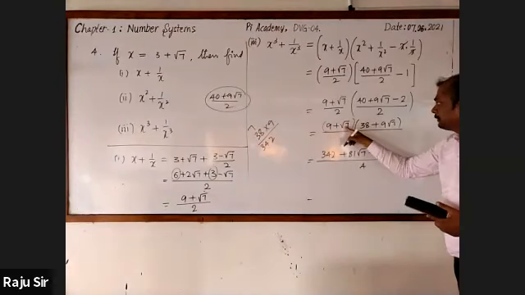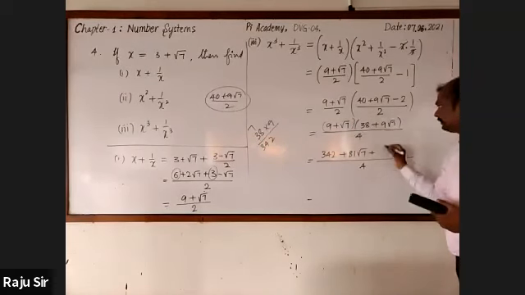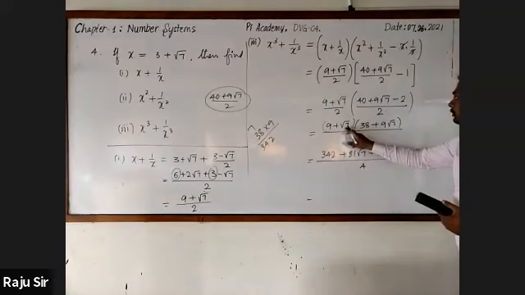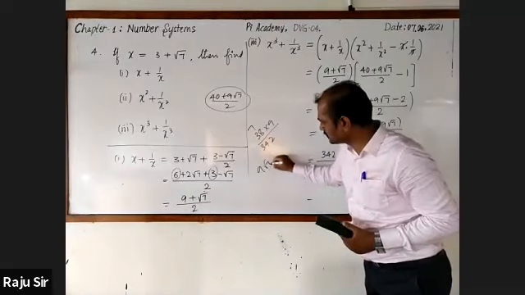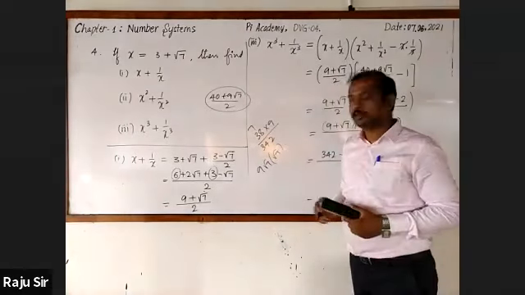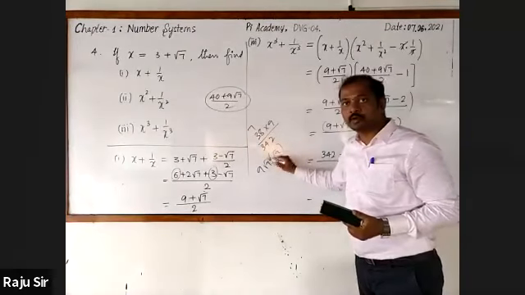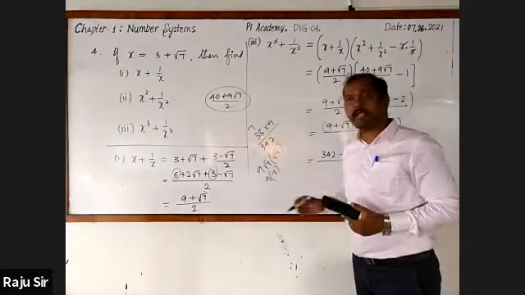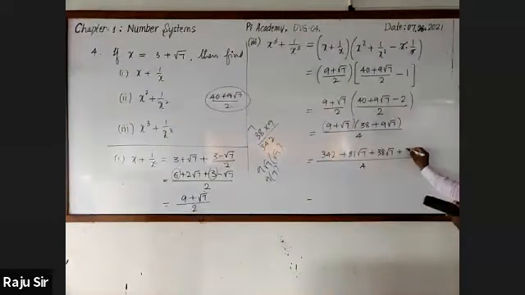Plus multiply root 7 with both the terms. Root 7 into 38, 38 root 7. Multiply root 7 with 9 into root 7. 9 into root 7 into root 7. Root 7 whole square, the square and the root get cancelled. 9 into 7. 9 7s are 63.